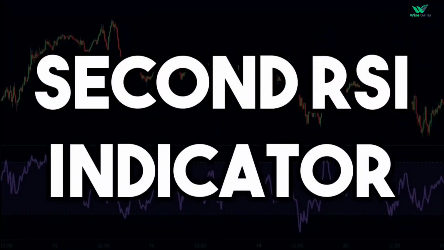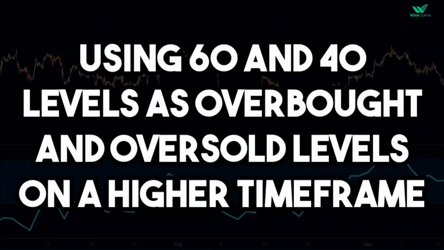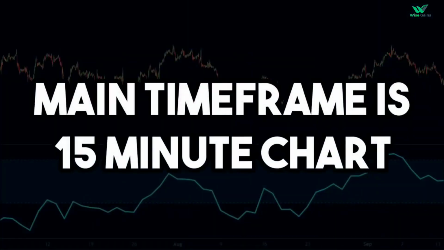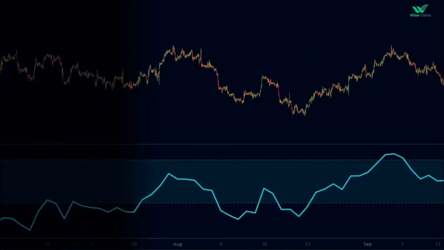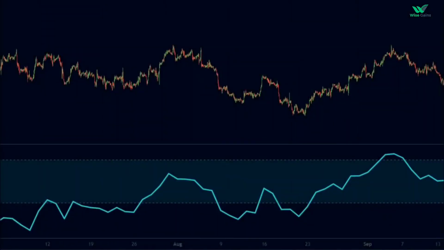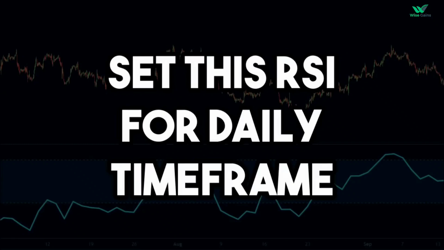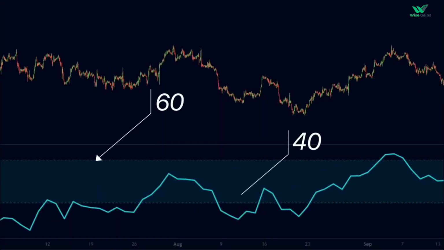Now we'll use a second RSI indicator to identify the trend of the market. A popular way of using the RSI for trend is by using 60 and 40 levels as overbought and oversold levels on a higher time frame. So in this strategy our main trading time frame is going to be the 15-minute chart. Therefore, you can plot the RSI and select a higher time frame for the RSI calculation. For this strategy we will set the calculation of this RSI to the daily time frame. We can do that by going into the indicator settings and selecting the daily time frame. We will also change the overbought and oversold levels to 60 and 40 respectively.